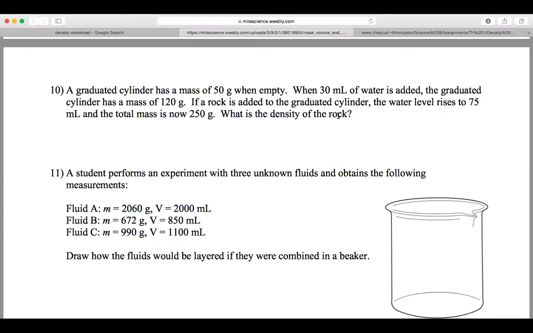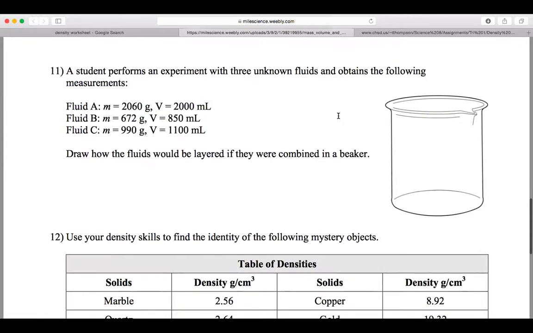Then 250 minus 120, 130. So you divide, you get 2.89 grams per ml. Yep, correct. 2.89 grams per ml, correct. So how is it 2.89?